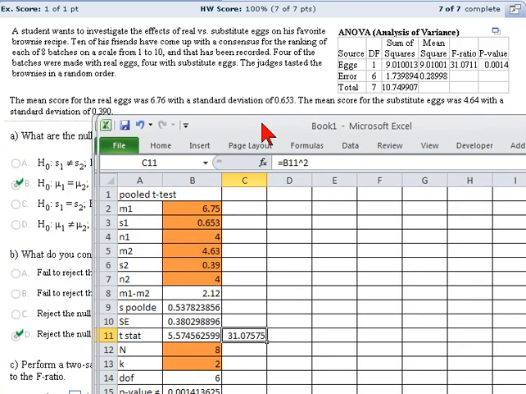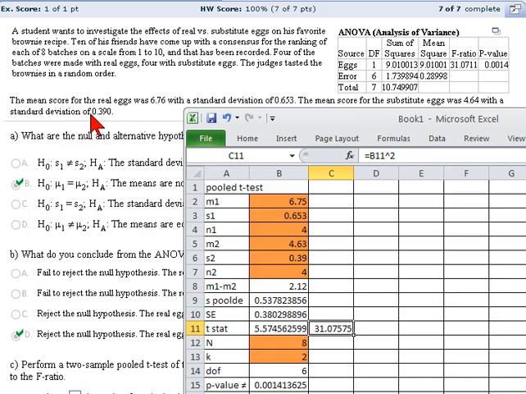Now you're going to be using these numbers, the mean score and the standard deviation. So in this case it's 6.76 and 0.653 is the standard deviation. Now there's 4 in real eggs, and then there's going to be 4 in the substitute egg. So the mean is 4.64, and then the standard deviation is 0.39, and again that's going to be 4, and then it's going to do all these calculations for you, and it gives you a p-value of 0.0014.